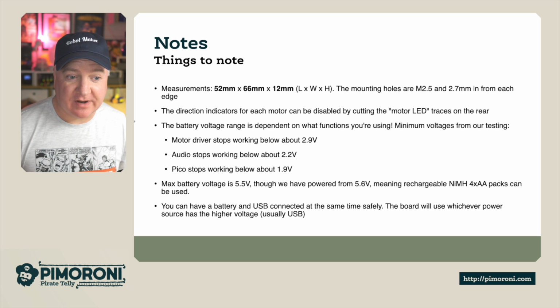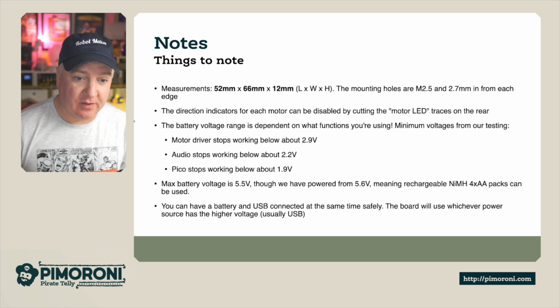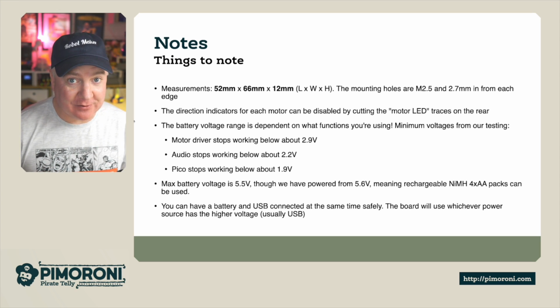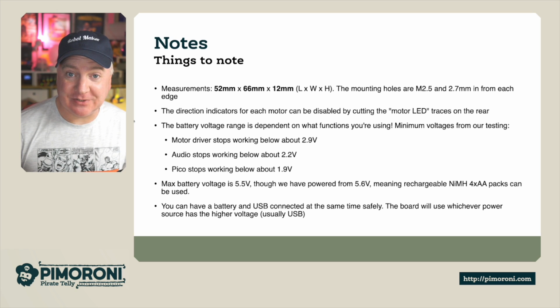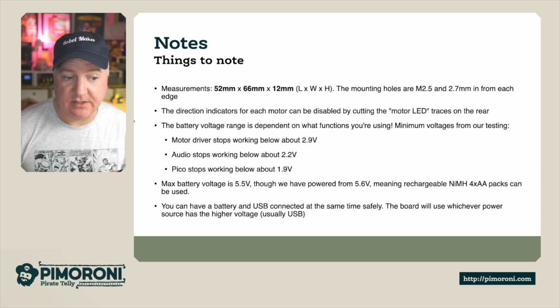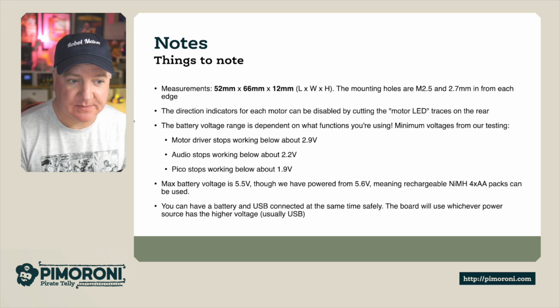Then the battery voltage range is dependent on what functions you're using. The minimum voltage in our testing: the motor driver stops at about 2.9 volts, the audio stops at about 2.2 volts, which is really low, and the Pico stops below 1.9 volts. The maximum battery voltage is 5.5, though we have powered from 5.6, meaning rechargeable NiMH batteries, 4 AA batteries, can be used as well. You can have a battery and USB connected at the same time safely. The board will use whichever power supply has the source at the higher voltage, which is usually USB.